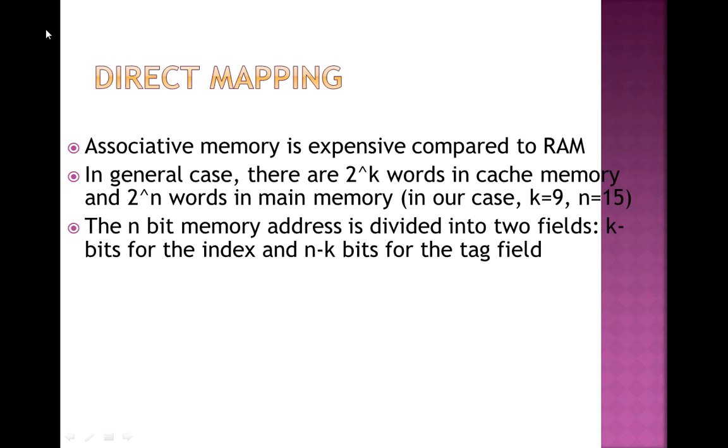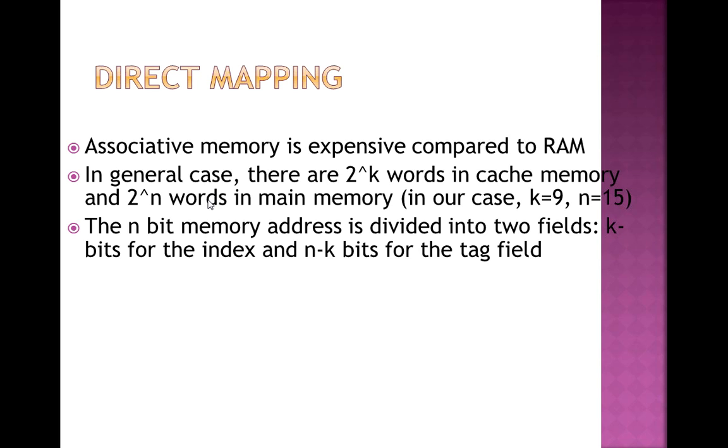This is your direct mapping. Associative mapping is more expensive as compared to the RAM. In the general case, there are 2 power k words in cache memory and 2 power n words in main memory.